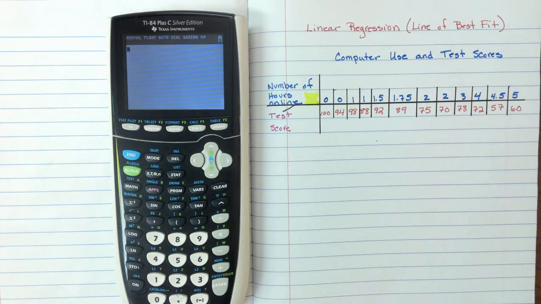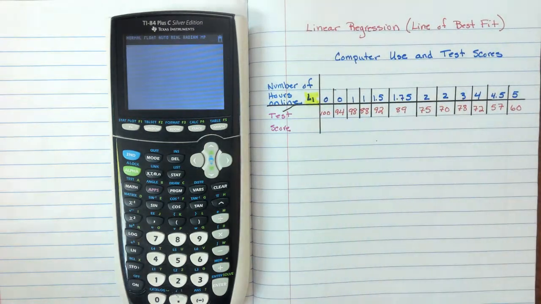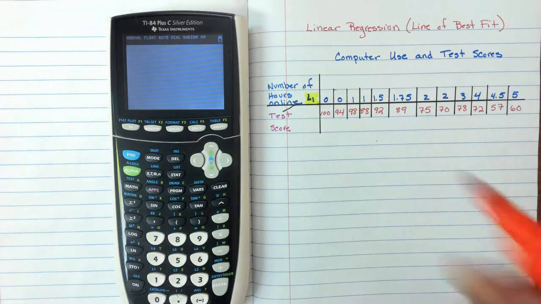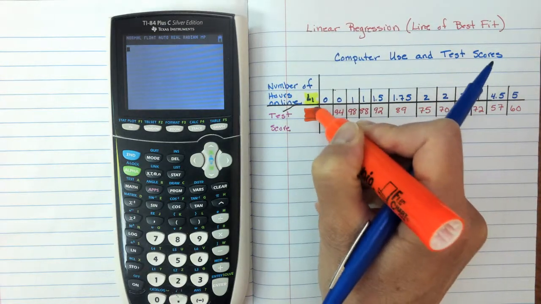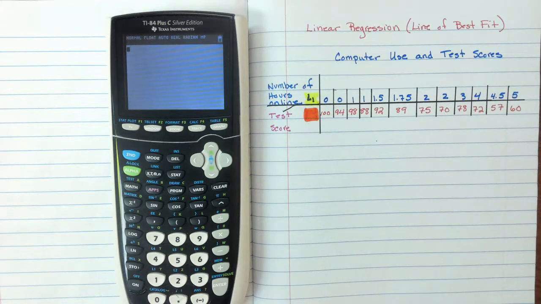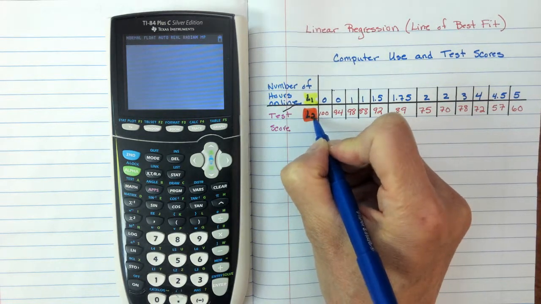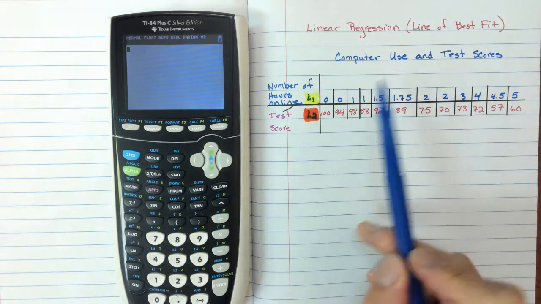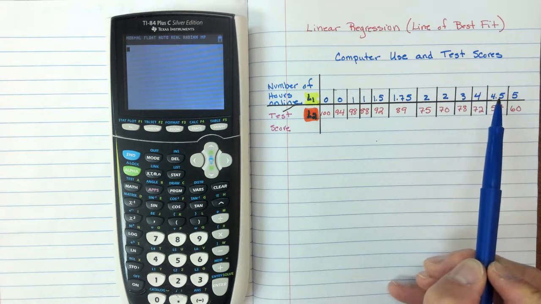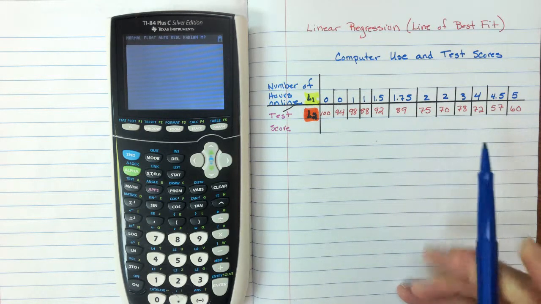So the way we're going to do this is that this information, number of hours online, we're going to put that in a list, and we're going to call that list List 1. And then the test score, we'll put that in another list in our calculator that we're going to call List 2. We can think of this as my input or X values and my output are my Y values.